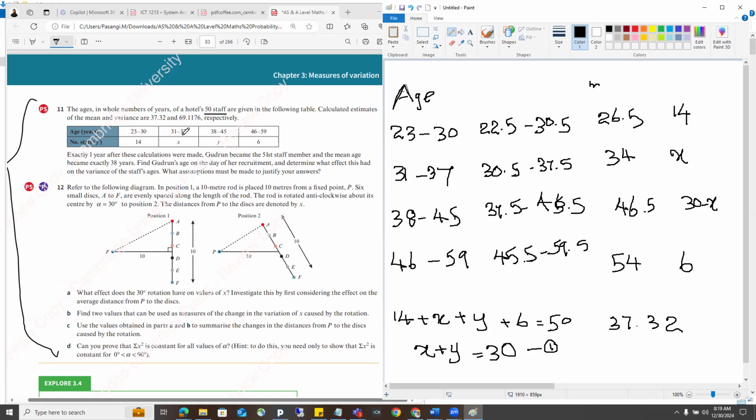Calculate. Okay. Exactly 1 year after these calculations were made, Gudrun became the 51st staff member, and the mean age becomes exactly 38 years. Find Gudrun's age on the day of her recruitment and determine what. Okay, we'll do it like this. I'll do it on a paper and send it to you.